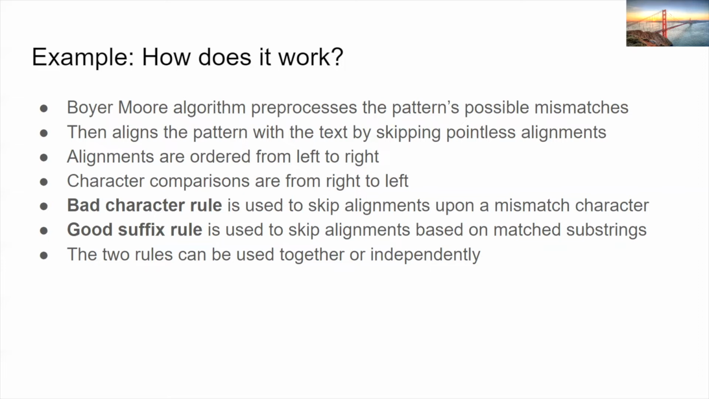The good suffix rule is a bit different. Instead of aligning individual characters, it uses the pattern's matched substring to skip alignments until the substring is matched again. When new characters of the pattern are matched, we prepend the characters to the matched substring. This process is repeated until either the entire pattern is matched or we conclude that the text doesn't contain our pattern. The bad character rule and good suffix rule can be used together, but they can also be used independently. For the sake of clarity, we'll show examples for both rules individually.